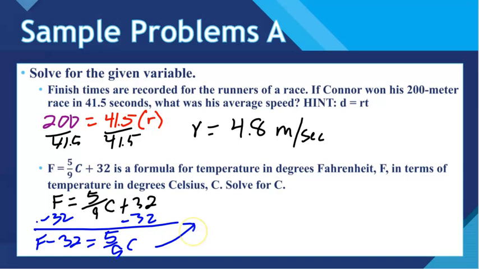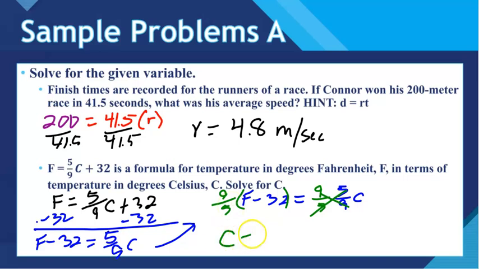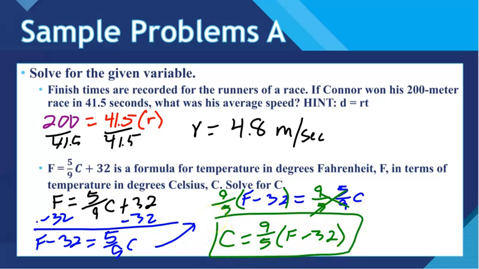I'm going to put this up here so I have more space. So I have Fahrenheit minus 32 equals 5/9 C. Now to get C by itself, I multiply by the reciprocal, which is 9/5. And whatever I do on one side, I do on the other side. Multiply this side by 9/5. So Celsius would equal 9/5 times the Fahrenheit minus 32. And that's the formula we would use to find Celsius.